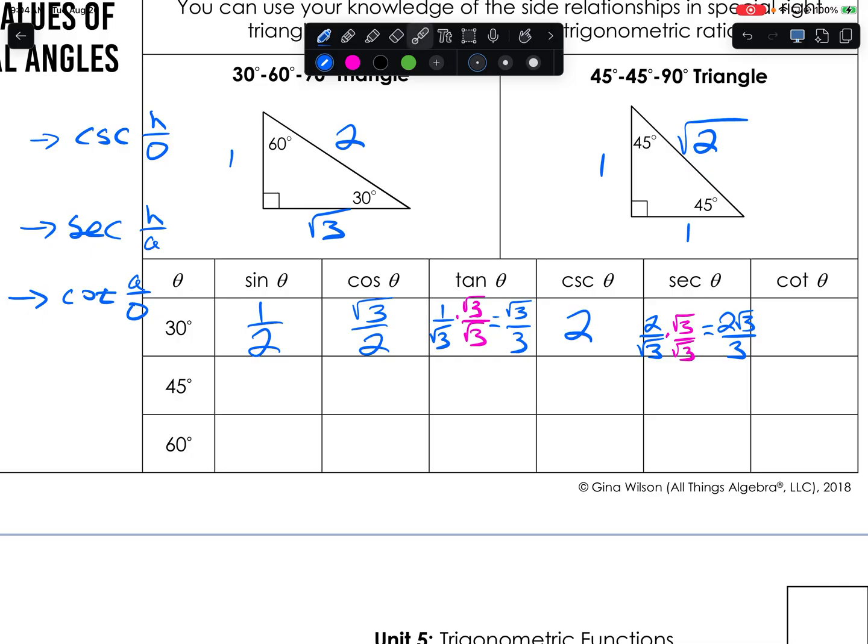Cotangent. I'm not going to flip this one because it's a pain in the neck. Instead, if I flip this one, it's easier. What do I get when I flip? Just square root of 3. Right? Cotan is square root of 3.